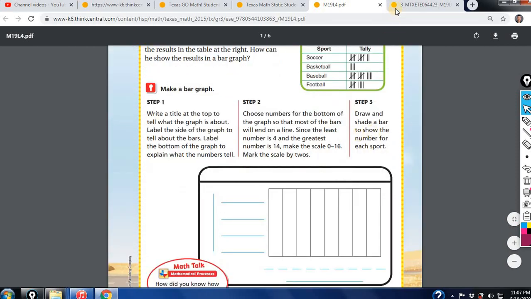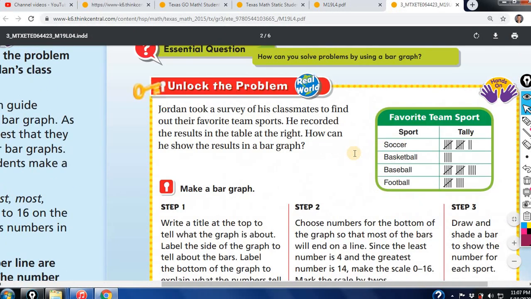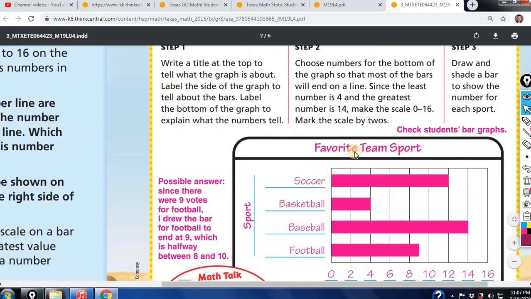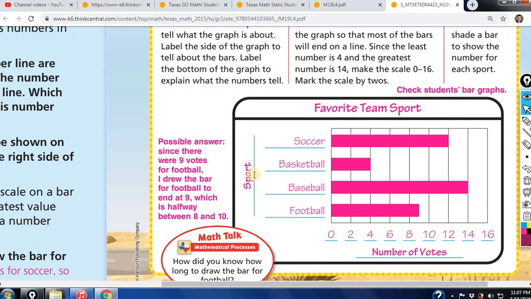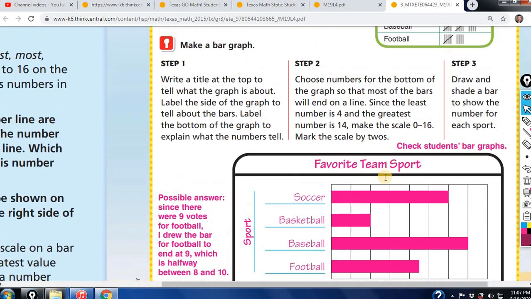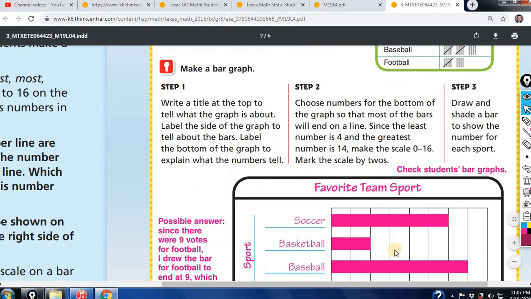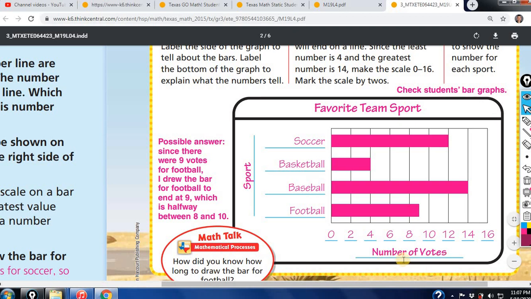So this is what your graph will look like. Okay. So again, these are the sports. This one's the number of votes, the tallies. And this soccer, there was what, 12? Basketball, there was 4. And notice how we labeled them from 0 to 16. We go a little bit higher so that we won't have the graph ending right here, just so this looks a little bit neater. And we're going to skip by 2s.